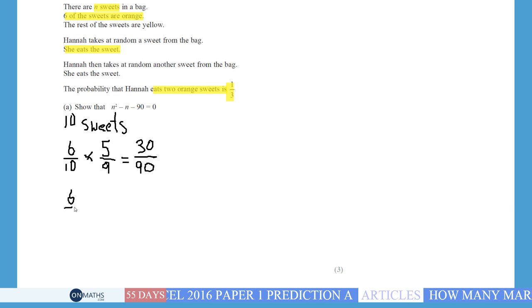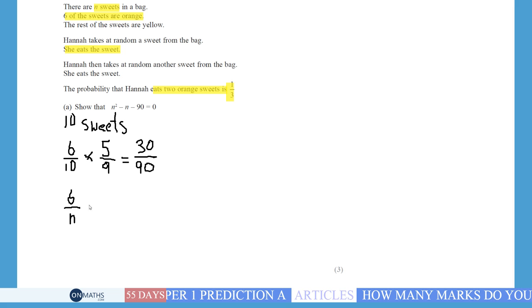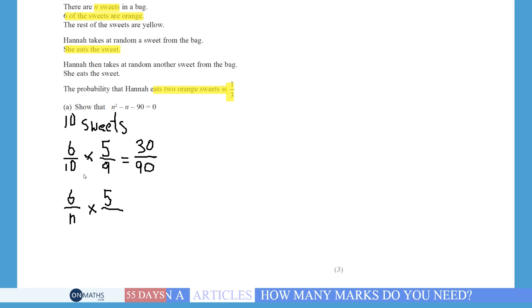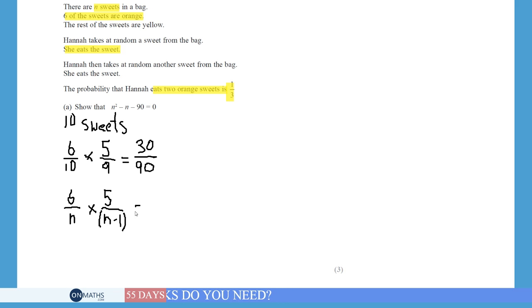There's still 6, but there's no longer 10. The question says there's n, so I'm just going to say n times. Now there still will be 5 left, so I can still say 5. Now what did I do to 10 to get to 9? Well, I just took away 1. Now here's a piece of advice that is going to help you severely. Always put brackets around algebraic expressions that are in fractions. It will always help you. So equals, and we've got 30, same as before, but this time we've got n times n minus 1.